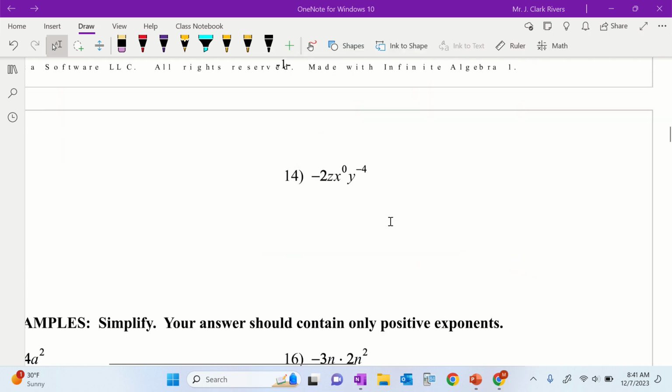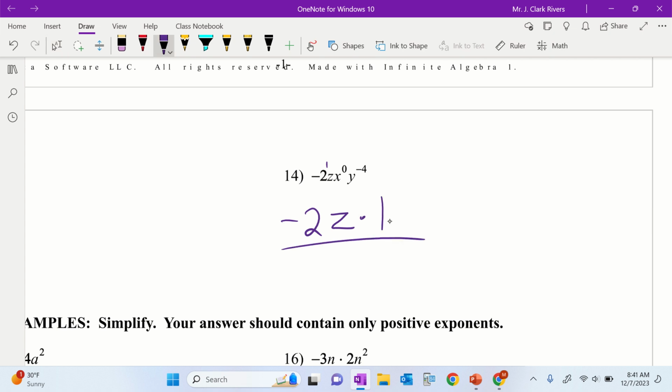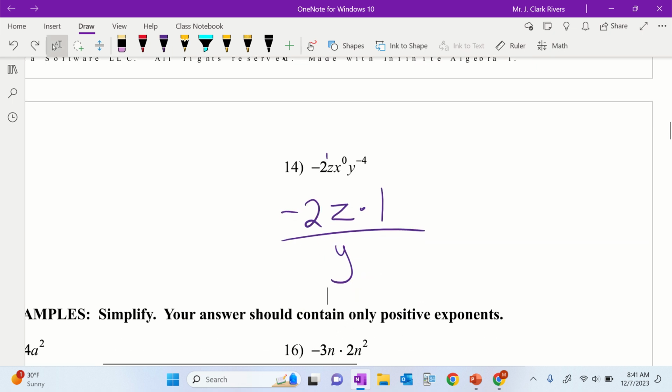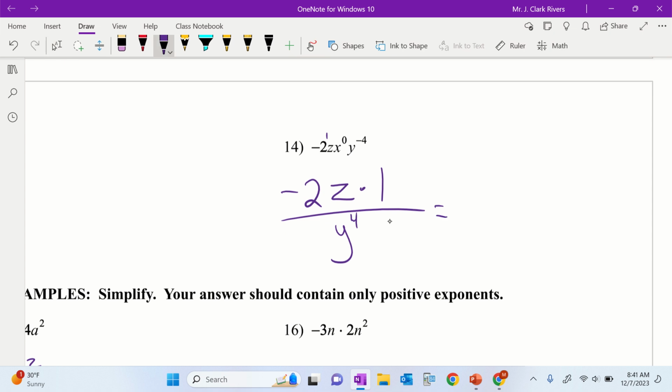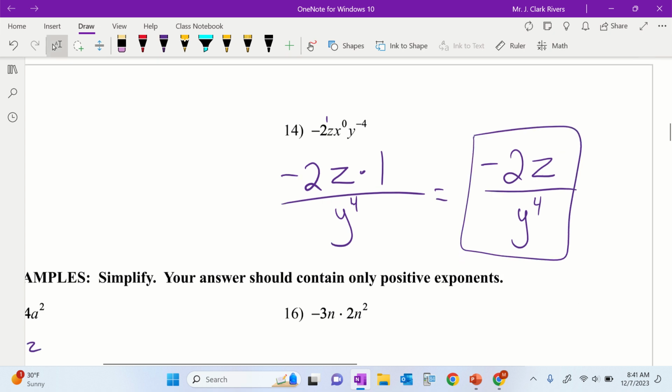Number 14. All right, that's -2 to the power 1, so it doesn't move. That's z to the power 1, so it doesn't move. X to the power 0 is just 1, so I'm going to write times 1 over y to the power of -4 gets moved to the denominator, becomes y to the power of 4. Okay, so again, that's -2z times 1 is just -2z over y to the 4th. Again, that negative sign can go in the numerator, in the denominator, or out front. Any of those three are okay.